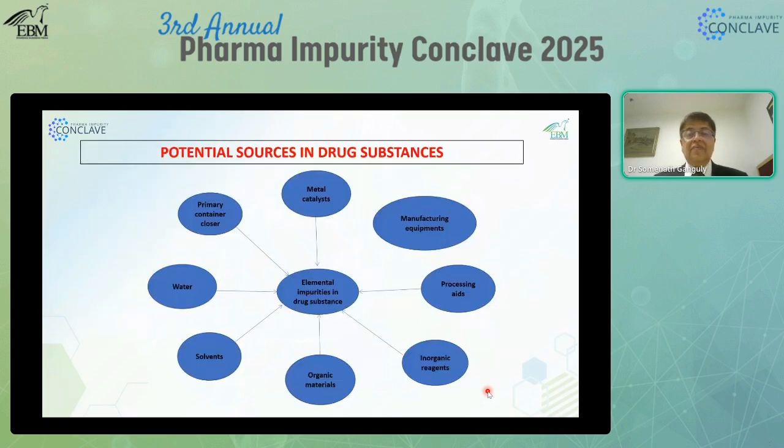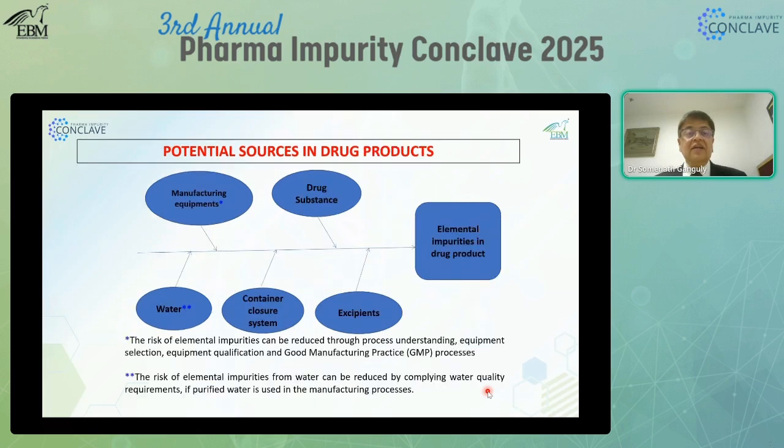This, I can skip. These are the sources of the API: the metal, manufacturing equipment, processing aid, inorganic and organic material, solvent. These are all the sources of elemental impurity in a drug substance.